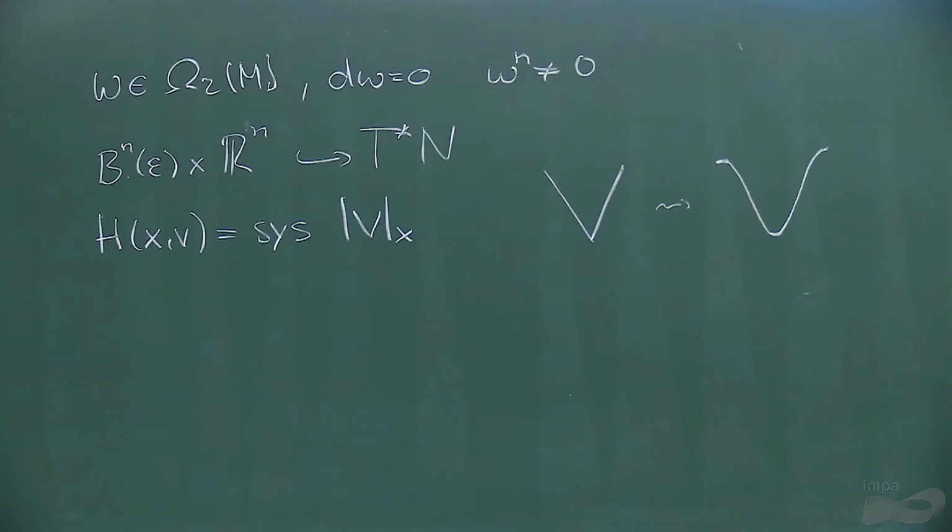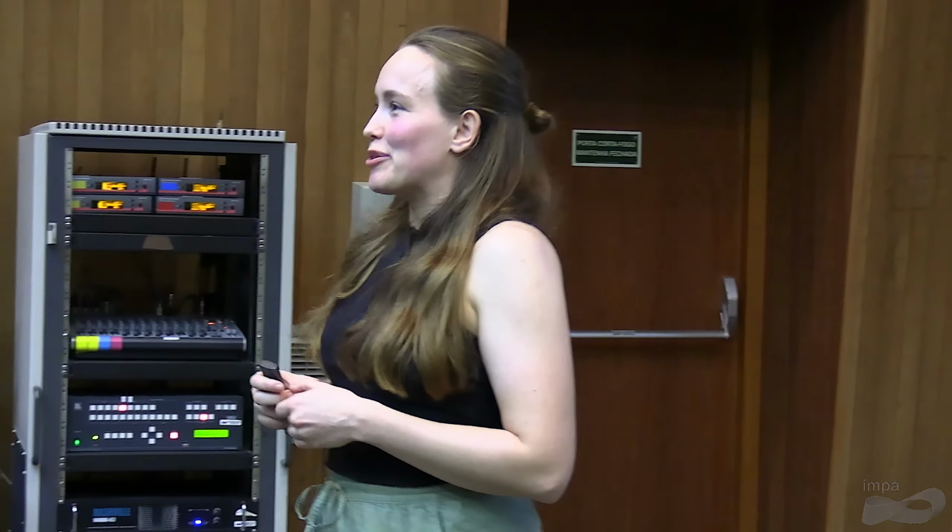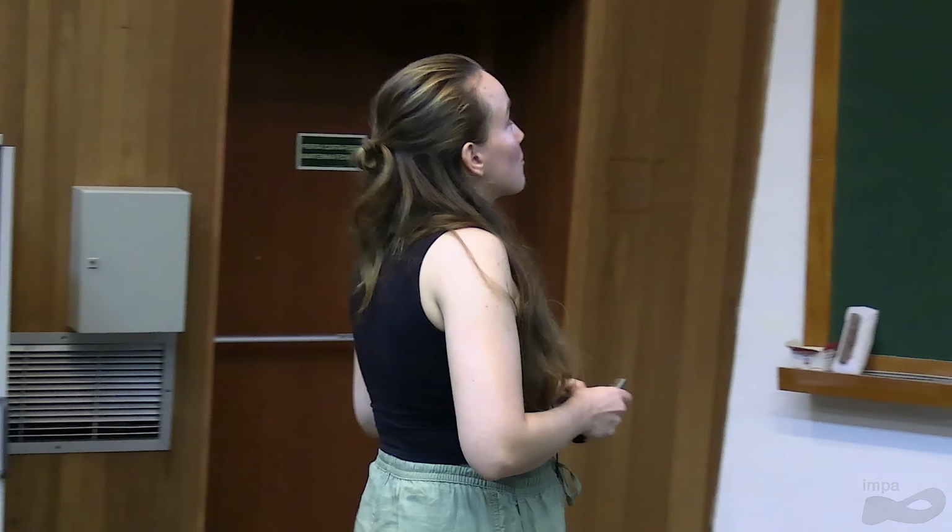But there are situations where this lower bound is simply not good enough. So strategies to increase this lower bound may come from billiards, playing Riemannian billiards on a suitable open subset of your base manifold. Eventually, you can also destroy some families of closed geodesics by adding small exact magnetic perturbations. This is what we did in the case of lens spaces. So there's a lot of playground, is what I want to say, to construct nice admissible Hamiltonians.